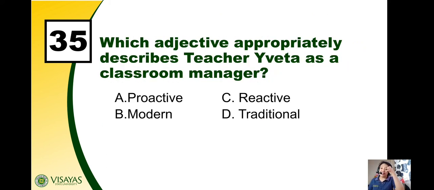So, we have already answered number 35 in 34. Let's just look. Which adjectives appropriately describe Teacher Evita as a classroom manager? A, proactive. B, modern. C, reactive. D, traditional. The answer, class, is letter A, proactive, because she set rules first and everything. The classes were oriented. So, she is proactive. It is not modern or traditional because we can have modern and traditional rules together. Our only two choices here are proactive or reactive.